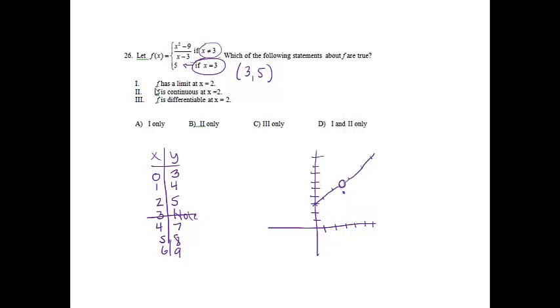So now it is asking, does f have a limit at x equals 3? So if I come in from the left and if I come in from the right, is there a limit? Yes, there is. Okay, is f continuous? I'm going to say no, f is not continuous because there is a hole. So f is not continuous. And if f is not continuous, then it cannot be differentiable. So it is only one, which is choice A.